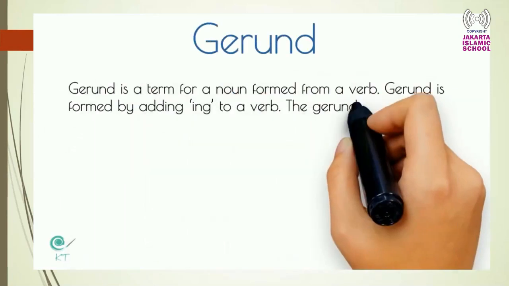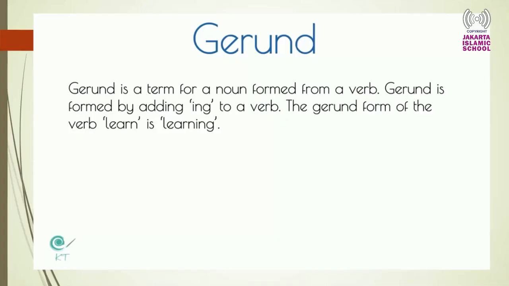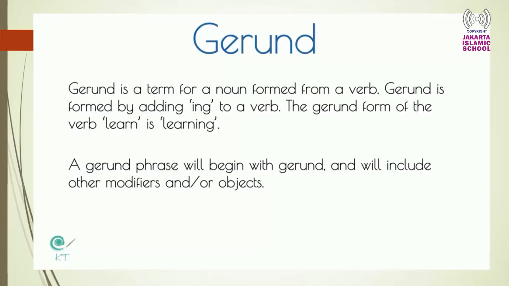Gerund is a term for a noun formed from a verb. A gerund is formed by adding -ing to a verb. The gerund form of the verb learn is learning. A gerund has the same function as a noun. A gerund phrase will begin with a gerund and will include other modifiers and/or objects. In this video, we're going to see examples of gerunds and gerund phrases as the subject of the sentence.